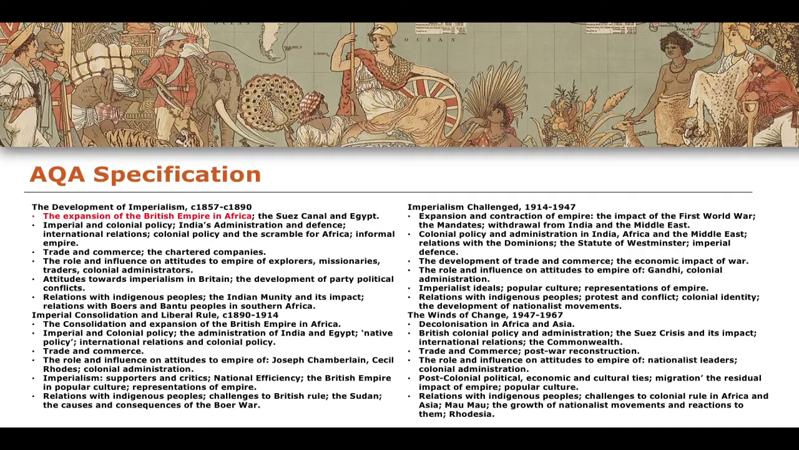This is the specification, so it is divided broadly into 4 specific chapters. The first of these chapters is the development of imperialism circa 1857 to circa 1890, the latter half of the 1800s. In this first set of lessons, we're going to talk about the expansion of the British Empire in Africa. We're going to talk about the development of the swing to the east, as it is described, the motivations for the swing to the east, as well as the relationship between the British Empire and Egypt, and the establishment of the Suez Company and the creation of the Suez Canal.